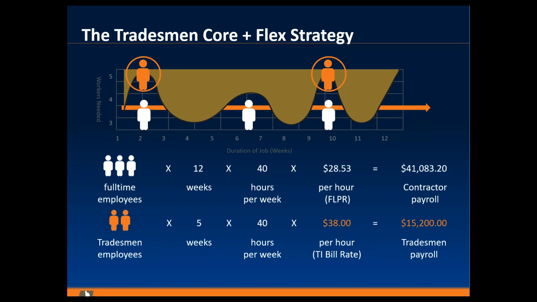And then of course we would go away, but 2 tradesmen workers, 5 weeks, 40 hours a week at $38 an hour, which again, as you can see, is $8 to $9 more than your fully loaded pay rate. And a lot of people get stuck on our bill rate. But the fact of the matter is, instead of getting stuck on the bill rate, if you just look at the outcome, and that's kind of the rhyme to reason of this equation, focus on the outcome. So the outcome is this: we're going to take the $41,083.20 in the CORE+Flex scenario, we're going to add the $15,200, and we're going to get a new cost of labor total of $56,283.20 combined.